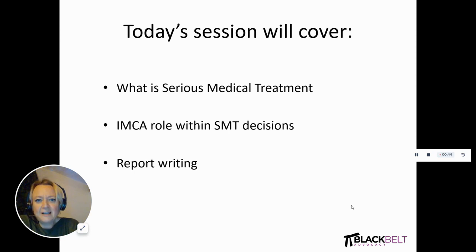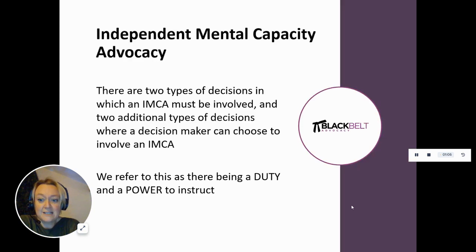In this session, we're going to really cover three things. One, we're going to absolutely nail what we mean by serious medical treatment. Then we're going to spend a bit of time thinking about the IMCA role when somebody is having a decision made about serious medical treatment. And then we'll finish this session thinking about report writing and how to structure your report. Does that sound amazing? So yes, it sounds amazing.